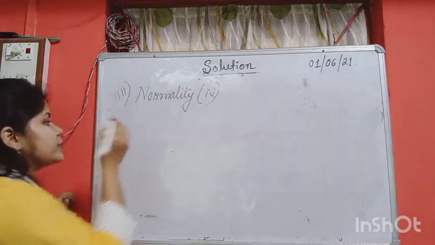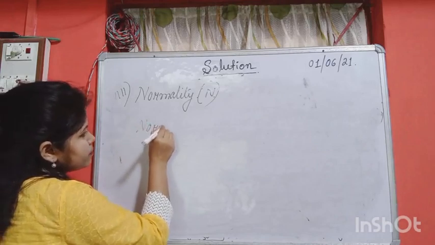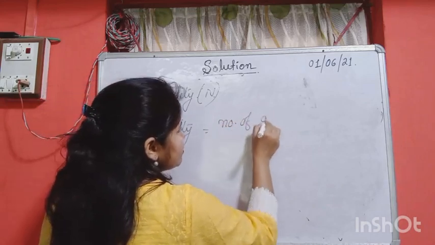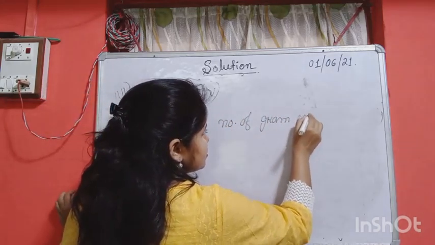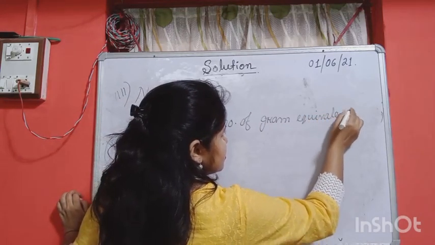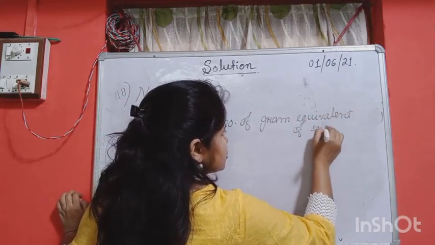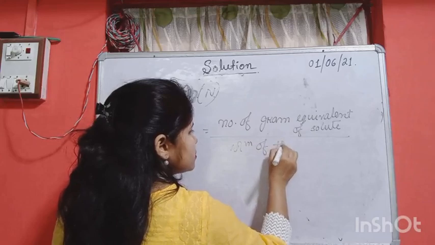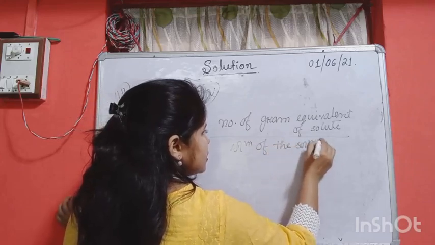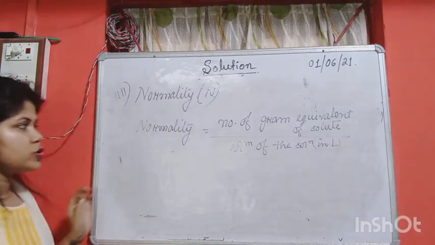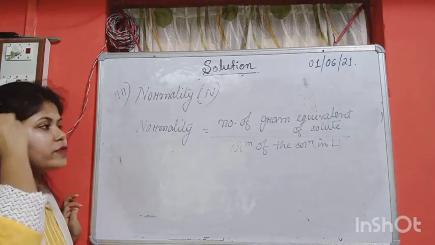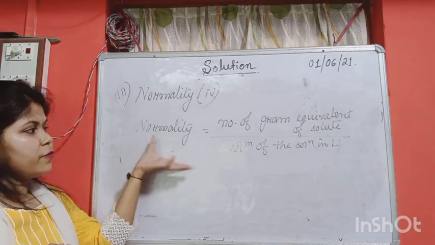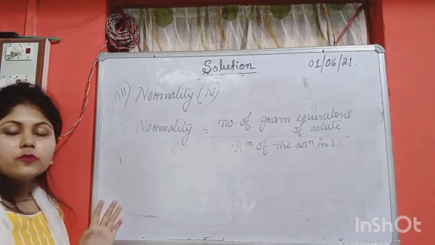So the normality formula will be the number of gram equivalents of solute divided by the volume of the solution in liter. This is the formula for normality, meaning the number of gram equivalents of solute present in 1 liter of a solution. Before that, let me tell you what the gram equivalent is and how to find it out.